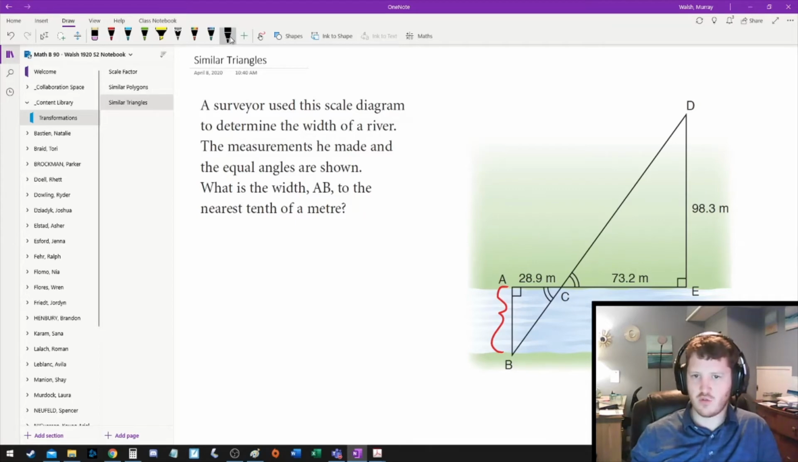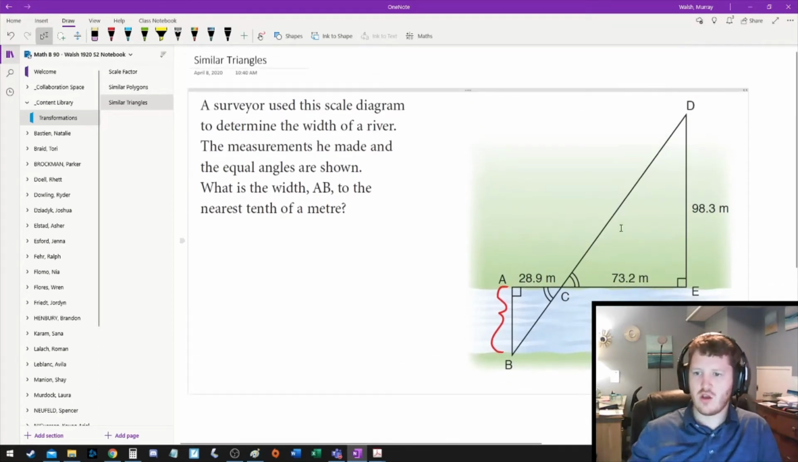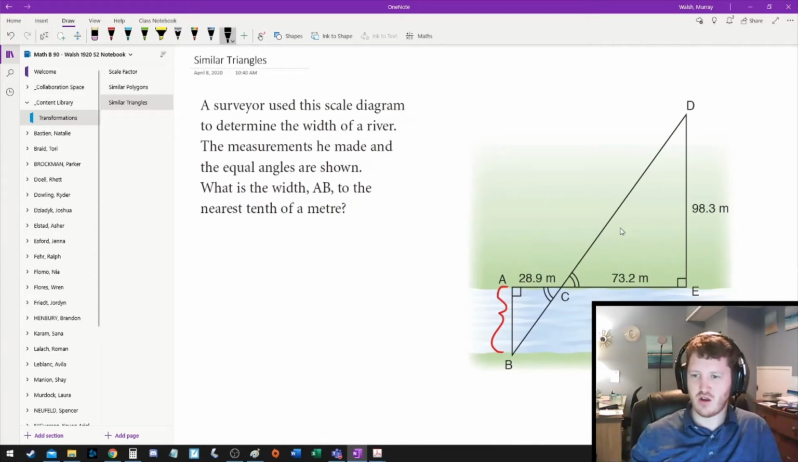The first thing that I'm going to do for this problem is redraw the two triangles, oriented the same way so it's easier to see which dimensions pair up. So I'm going to draw our little triangle, we'll just draw it quickly like this, and then our big triangle like this.